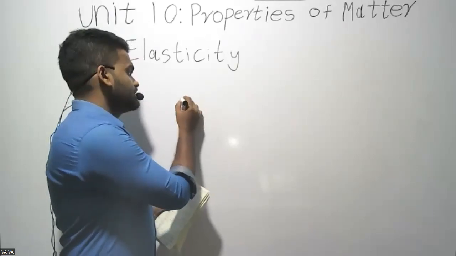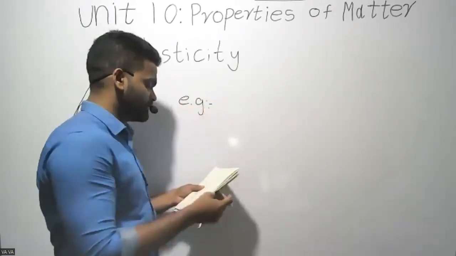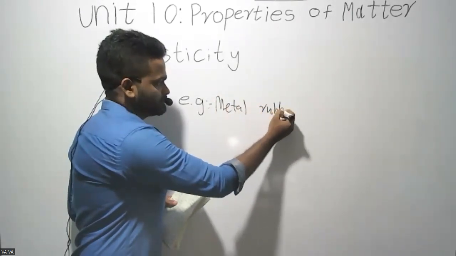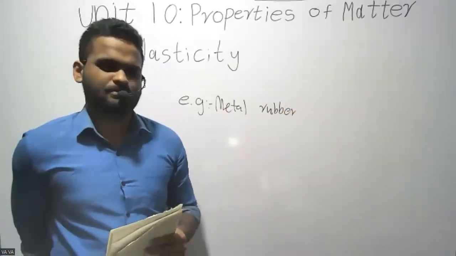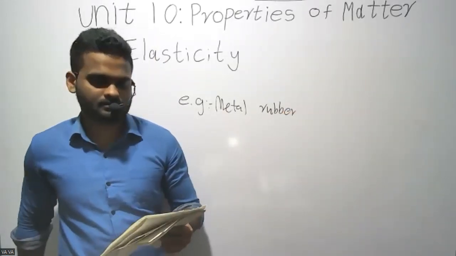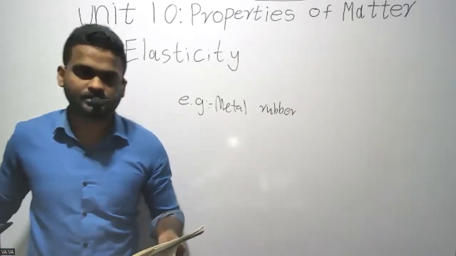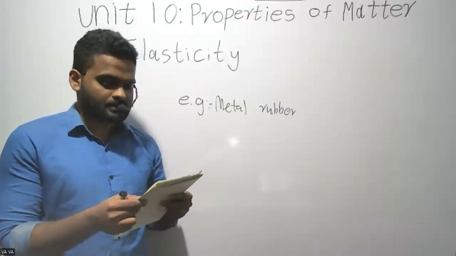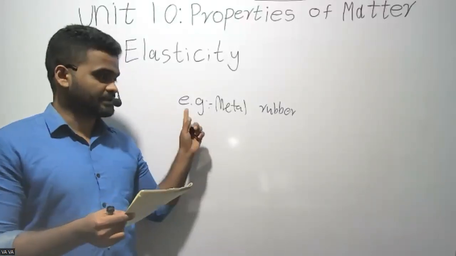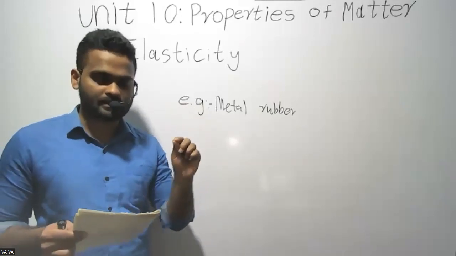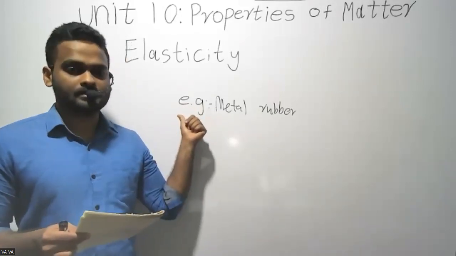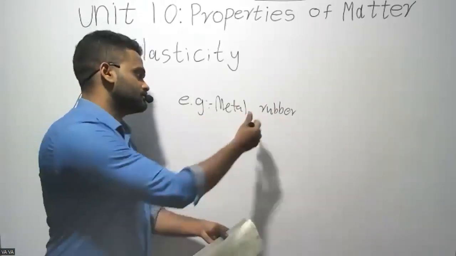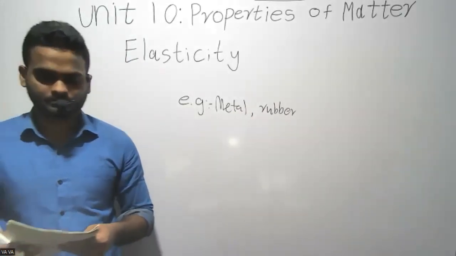So examples, write down examples: metal, rubber. These are simple theory parts, so I'm not going to explain too much. Then write examples: metal, comma, rubber.